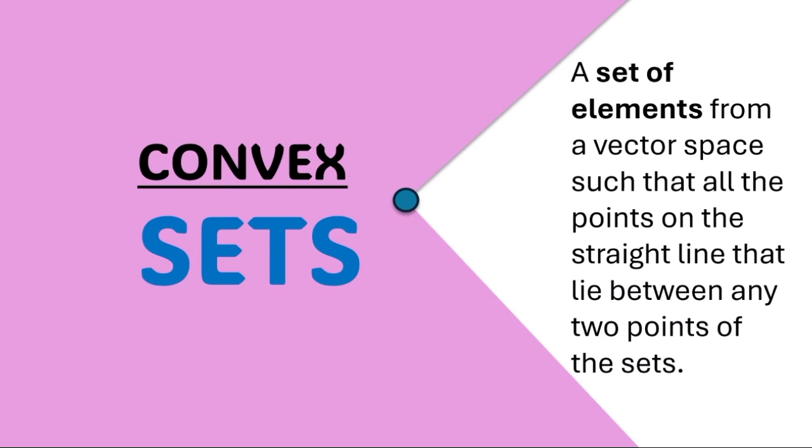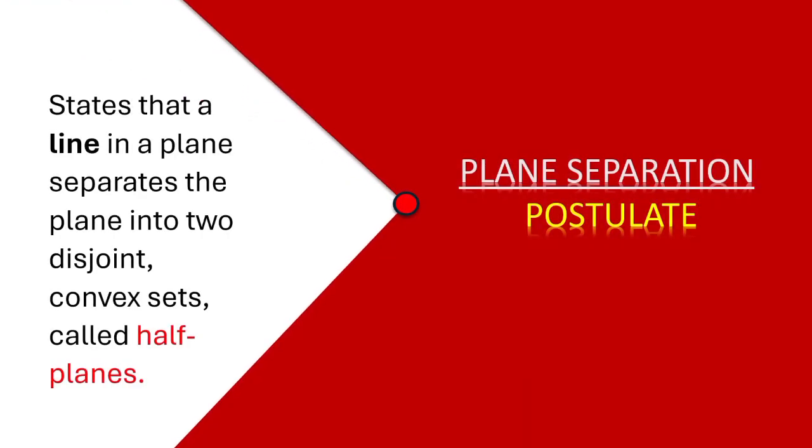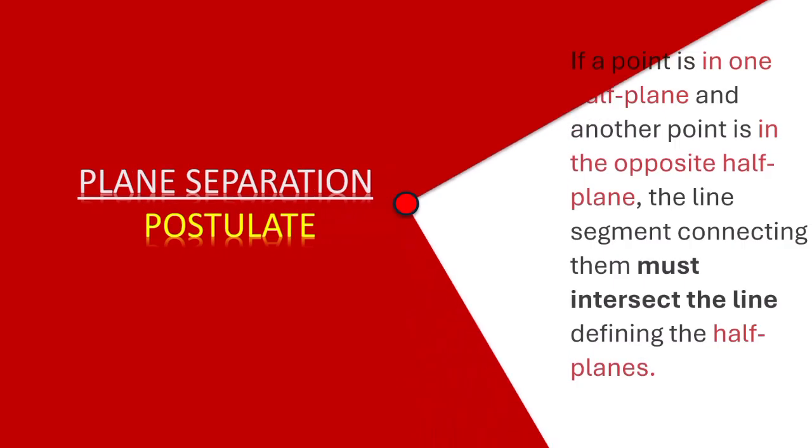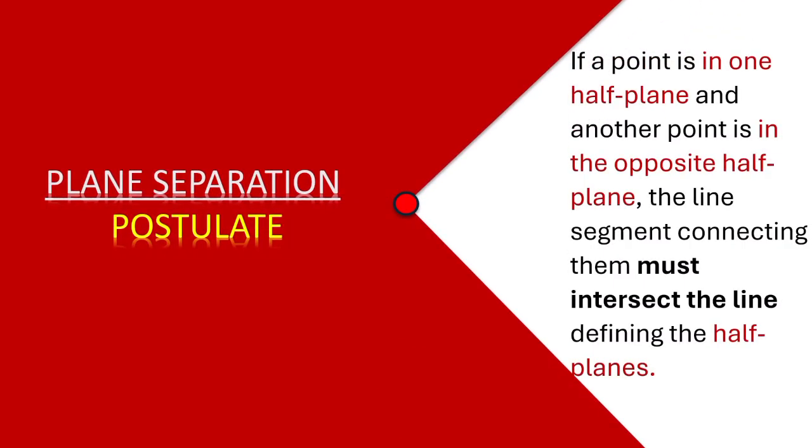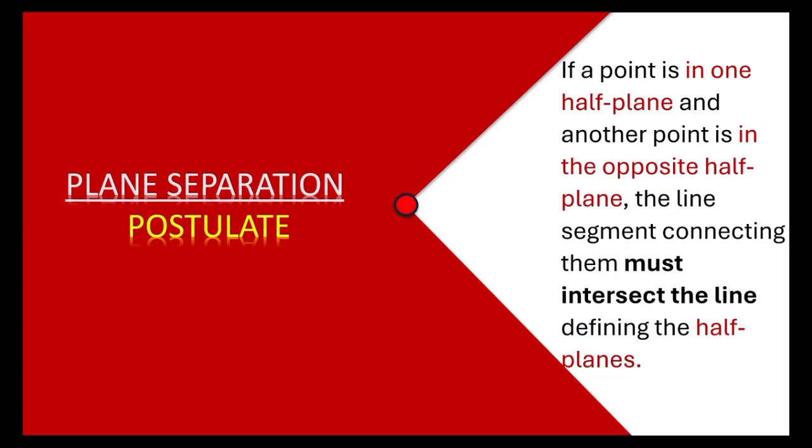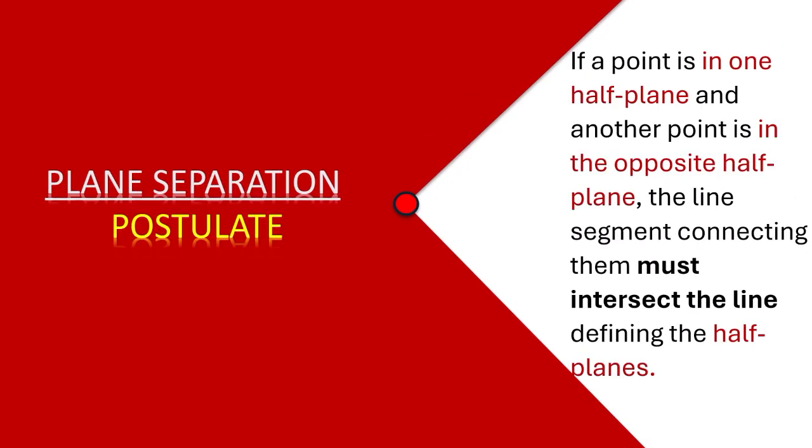So what is the plane separation postulate? The plane separation postulate states that a line drawn in a plane divides that plane into 2 distinct, non-overlapping convex regions. These regions are called half planes. This postulate is also known as the Sachs postulate. The moment you draw a line, you create 2 separate sides of the plane. So let's break it down.